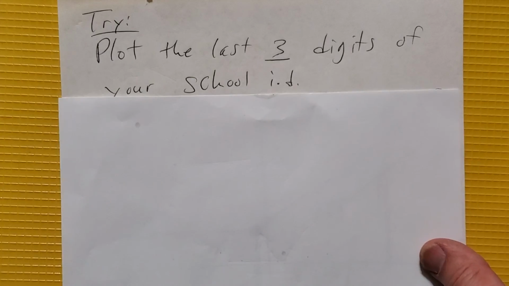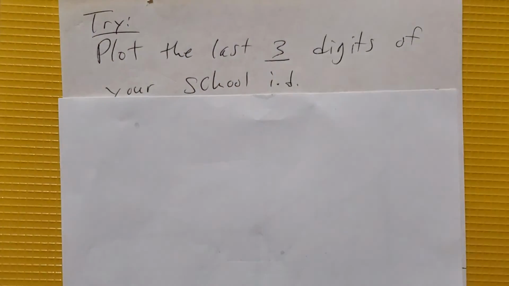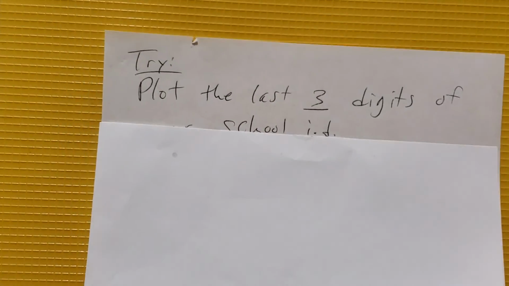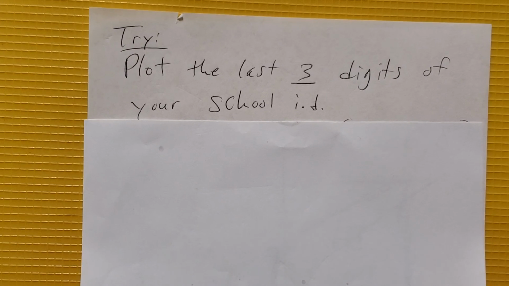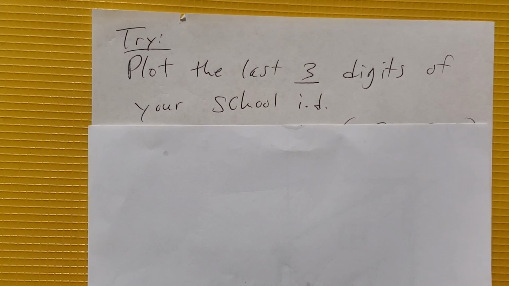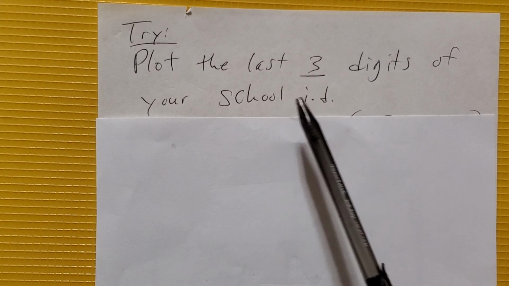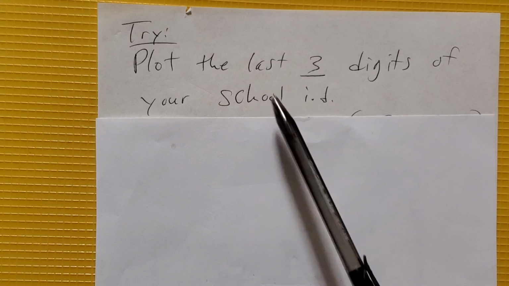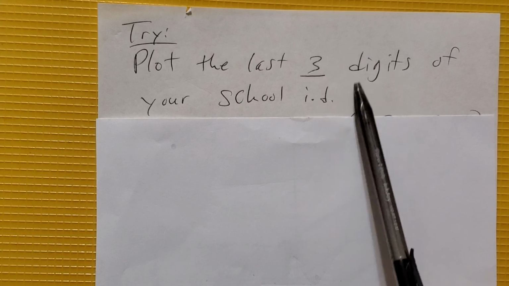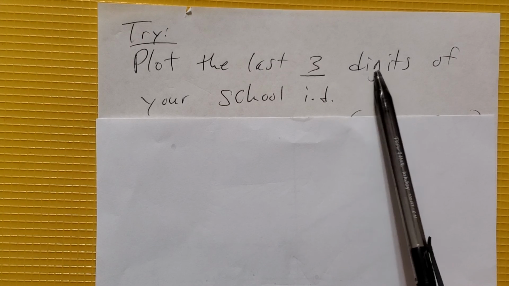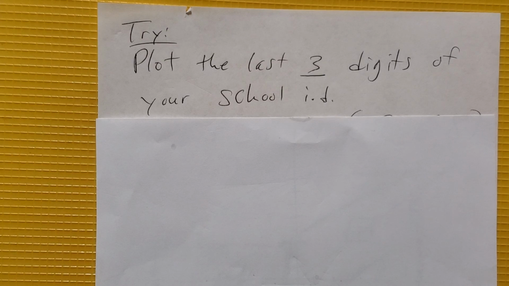But why don't you try it? Try plotting. That I think is the hardest. Try plotting these 3 points, these 3 numbers. Think of your school ID, not your social security. And the last 3 digits of your ID, whatever they are, try and plot that point. I guess they're all positive, so you don't have to worry about negatives.